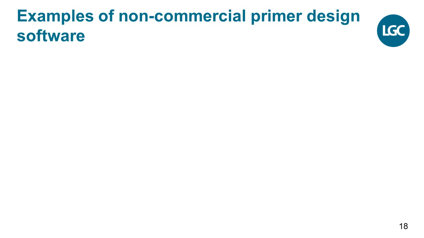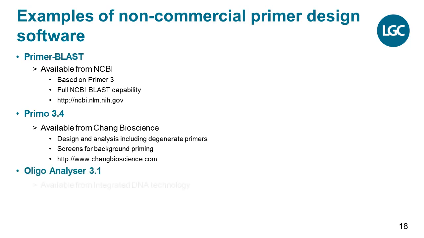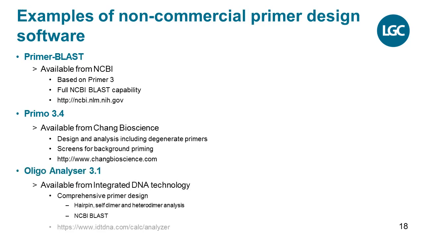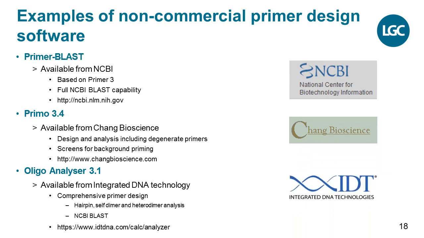A number of oligonucleotide design software products are currently available, which offer a broad range of options for oligonucleotide design and evaluation. Examples of non-commercial primer and probe design software are illustrated on the current slide. These include Primer Blast from the NCBI, Primer3 from Chang Bioscience, and Oligo Analyzer 3.1 from Integrated DNA Technologies.